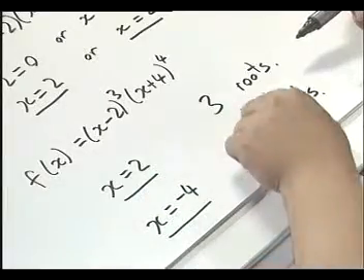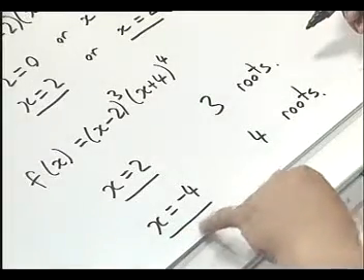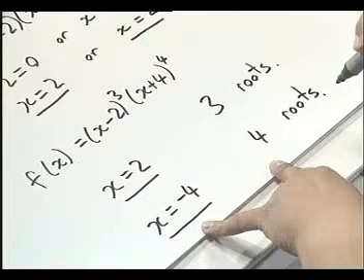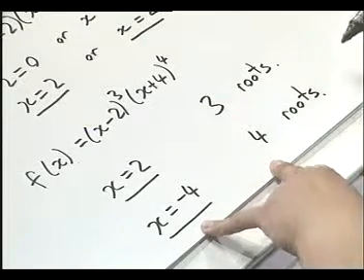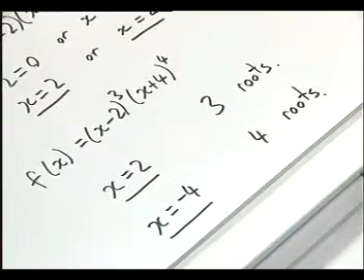Now, what we say is that if a root has an odd number of repeated roots, for instance, this one has got 3 roots, then it has an odd multiplicity. And if a root, for instance, x equals minus 4, has an even number of roots, then it has an even multiplicity. Why are we interested in multiplicity at all?